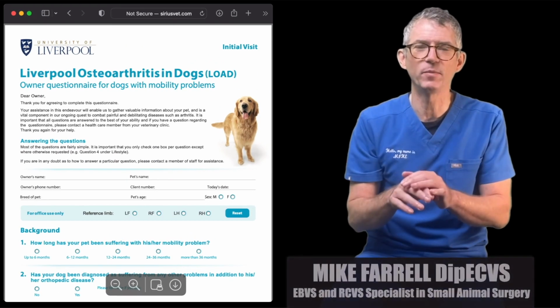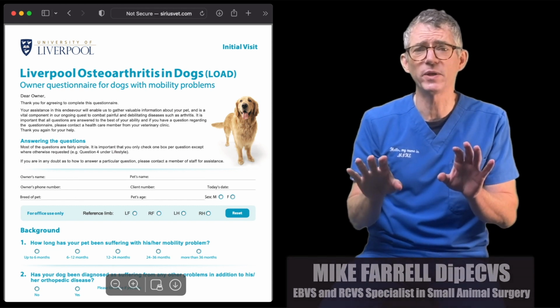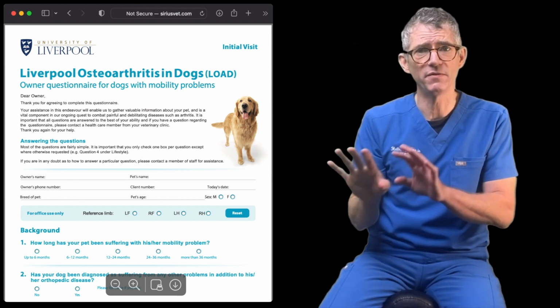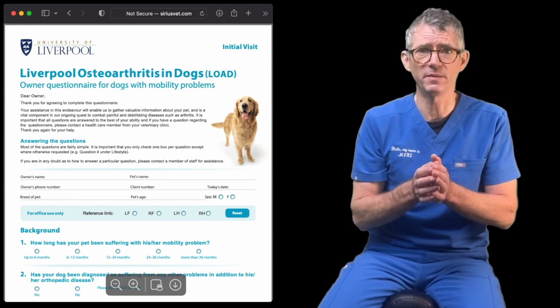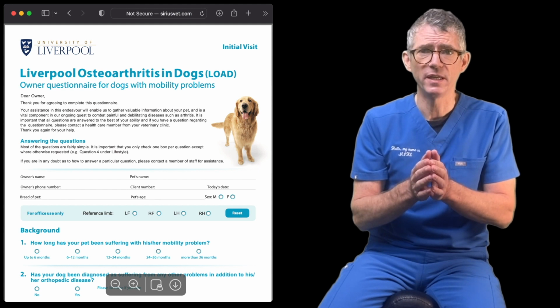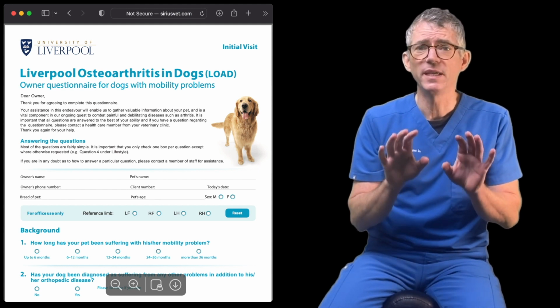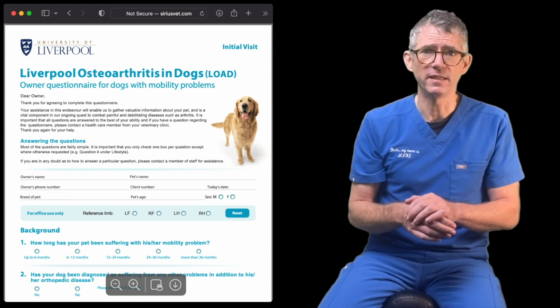LOAD stands for Liverpool Osteoarthritis in Dogs. It's a specialist-designed questionnaire which helps dog owners and veterinary professionals monitor arthritis pain. LOAD has three important advantages. It's free, it's very user-friendly, and most importantly, it's been extensively clinically tested.